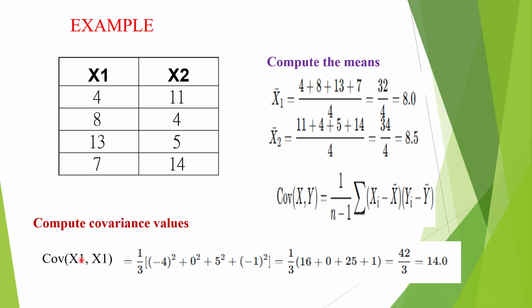So when both the variables are the same, covariance is the same as the variance of the variable. That's why we need to find the difference of the data minus the mean and find the square. Then we'll sum it and divide by 3, that is n minus 1, which is equal to 14.0.